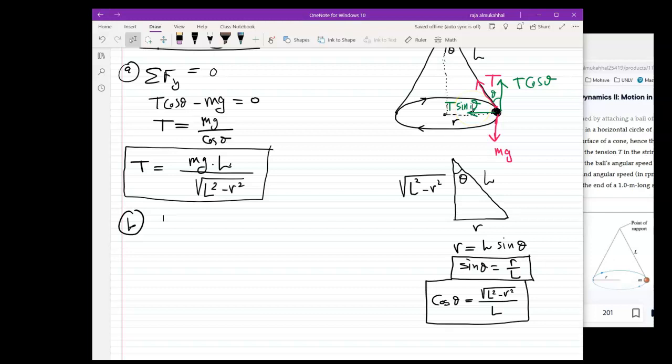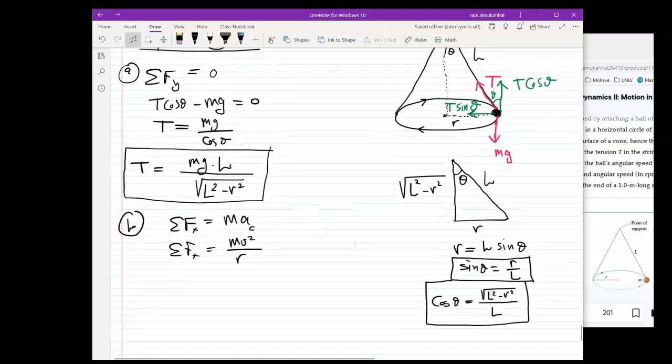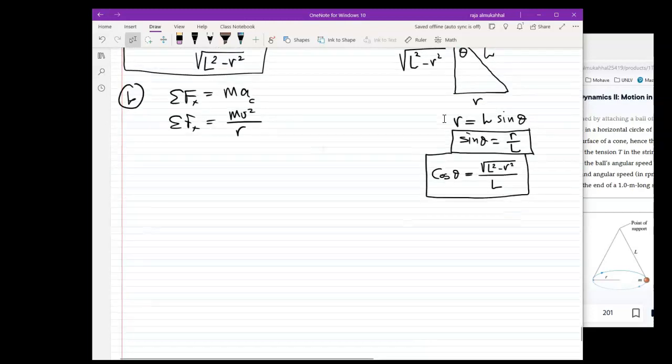Okay? So we're going to go sum of the forces in the x direction equals m a sub c. Sum of the forces in the x direction equals mv squared over r. Right? And, let me go back to the drawing. So F sub x right here is nothing but the centripetal force, which is this one, T sine theta. There's only one force in this direction. So here we have T sine theta equals mv squared over r.